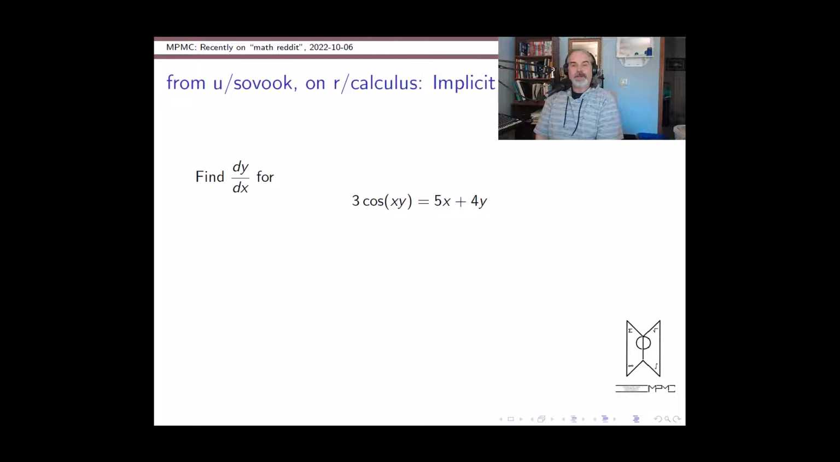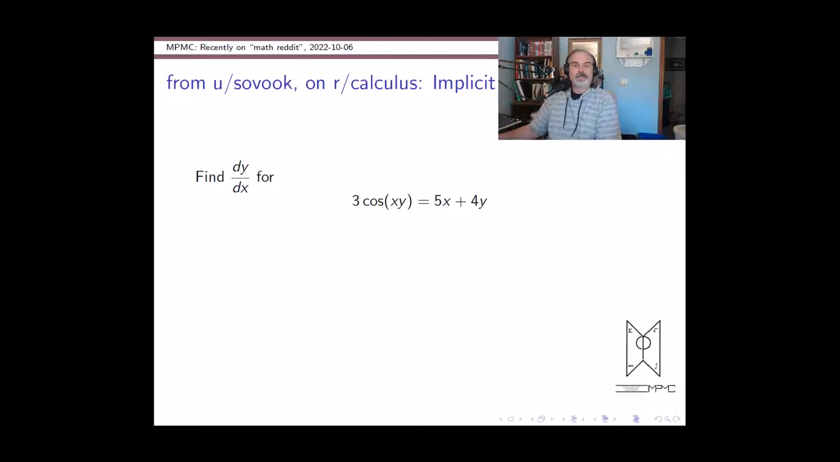Relationships can be written all sorts of ways, and in particular, this relationship, 3 cosine of xy equals 5x plus 4y, does pose a relationship between x and y, but it cannot be algebraically solved for y. Now, it would still represent a curve in two-dimensional space. There would still be tangent lines along that curve. There would still be a rate of change of y with respect to x. And so that rate of change of y with respect to x is what we're going to draw out from this.